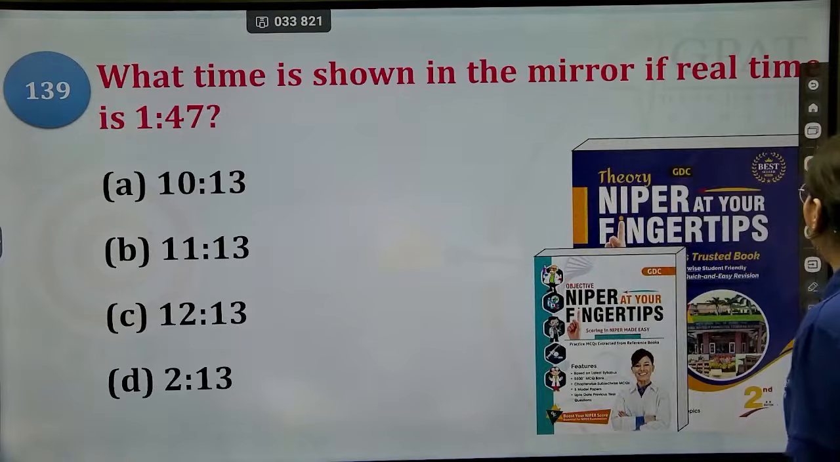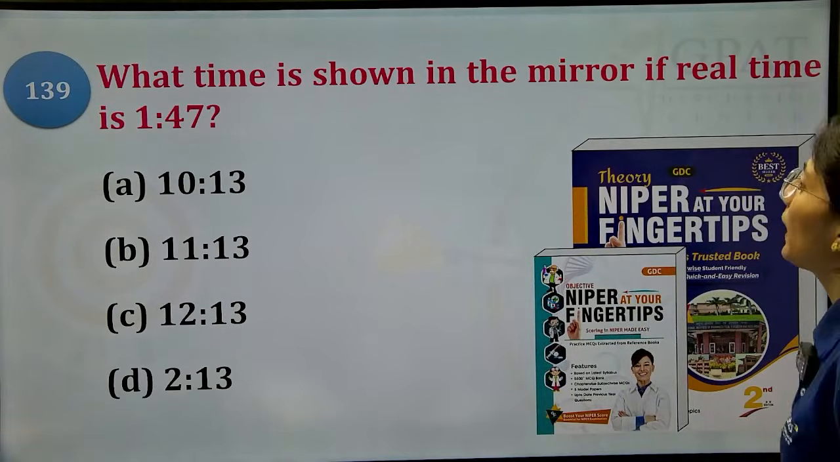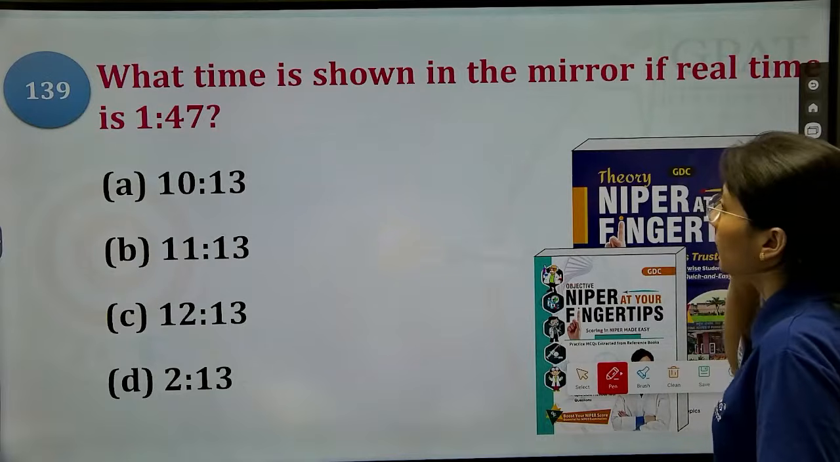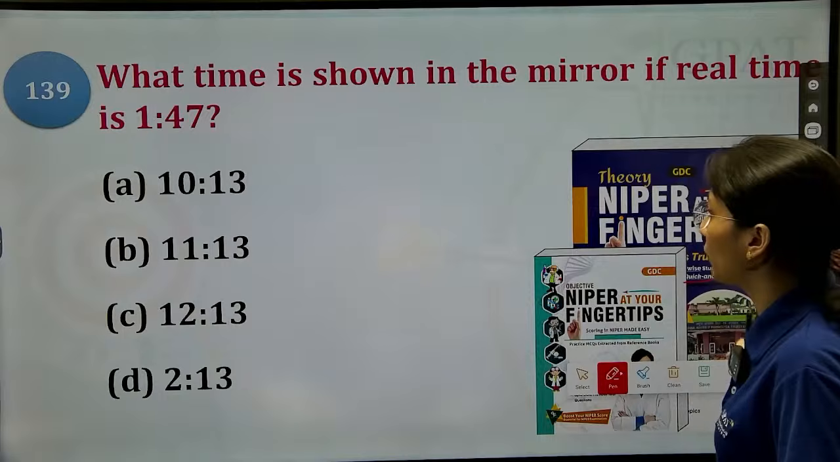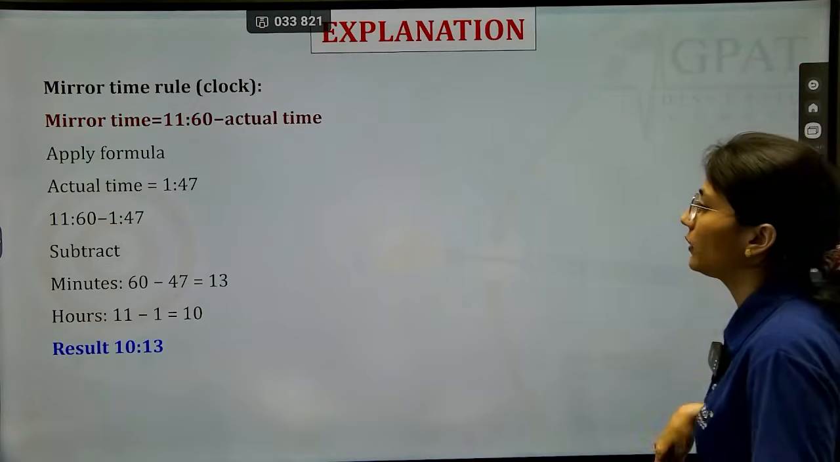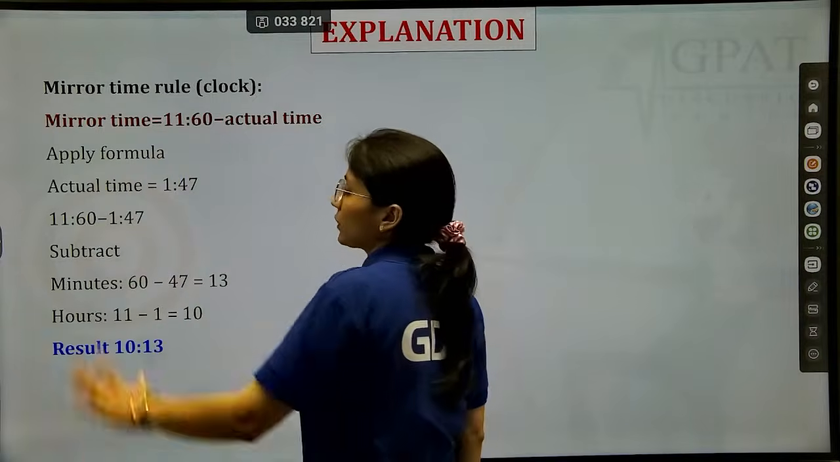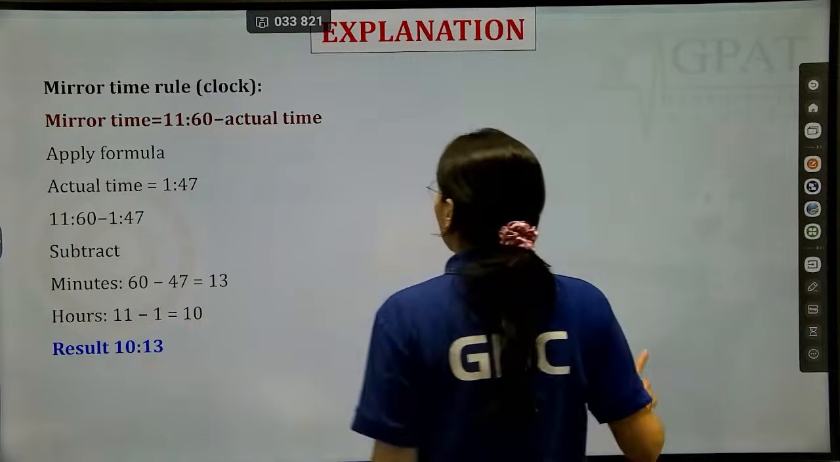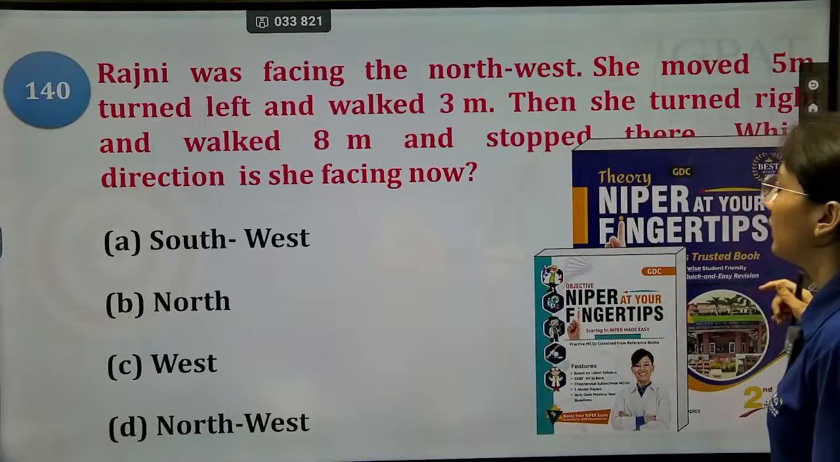What time is shown in the mirror if the real time is 1:47? Real time is 1:47. If you see, mirror time equals 11:60 minus the actual time. This is the formula. So we will get 10:13.